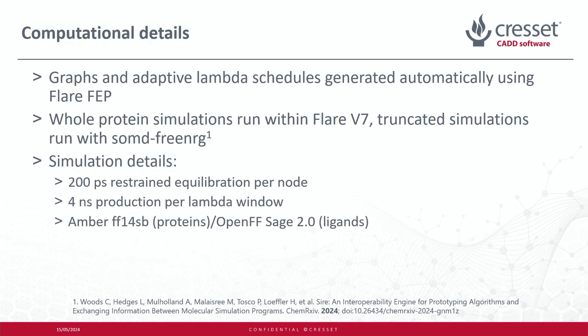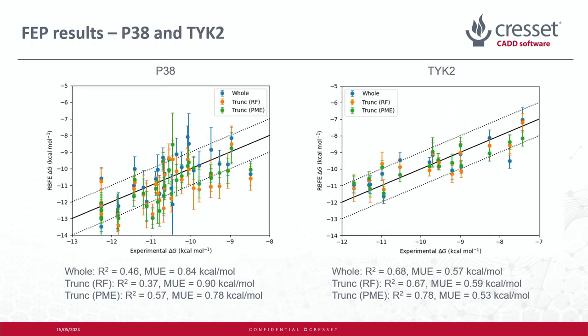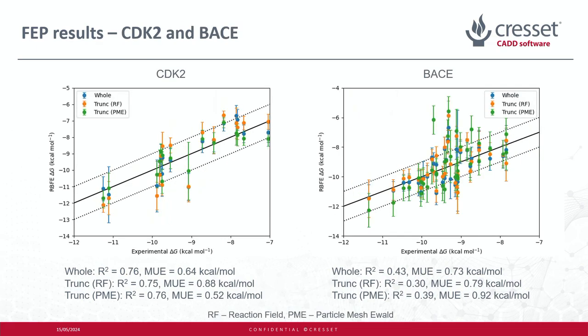And we're using the default simulation length within Flare FEP, which is a very short 200 picosecond restraint equilibration, followed by 4 nanosecond production for each lambda window. And we're using Amber and OpenFF Sage to do the simulations. I started off by doing this on 4 different proteins. So first of all, CDK2 and base.